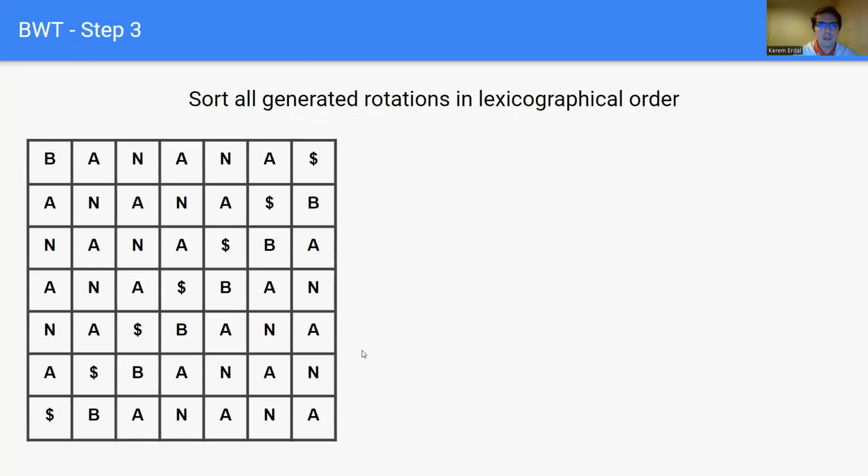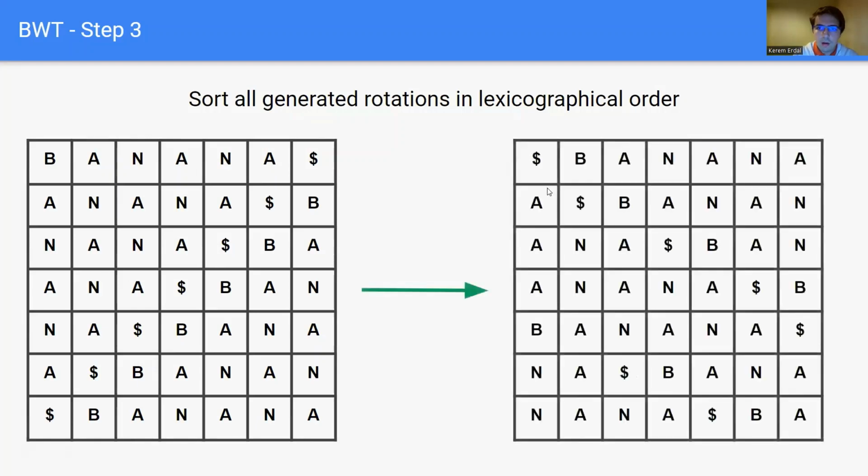In step 3, we sort all these generated rotations in lexicographical order. Since the $ sign is smaller than all the alphabetical characters, the string starting with the $ sign is in the initial row, and then the strings starting with A come, and A$ is smaller than AN, so it comes first, so it is before the following row, and this logic continues up until the last row, so these are lexicographically sorted. So how can we obtain the Burrows-Wheeler transform of banana$?